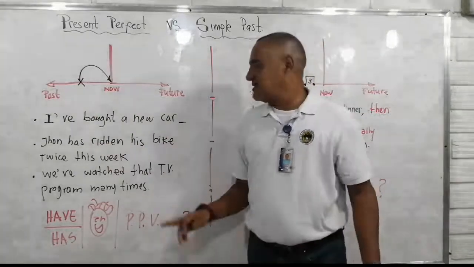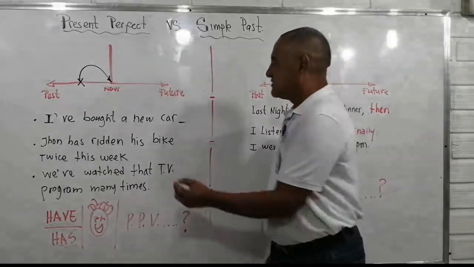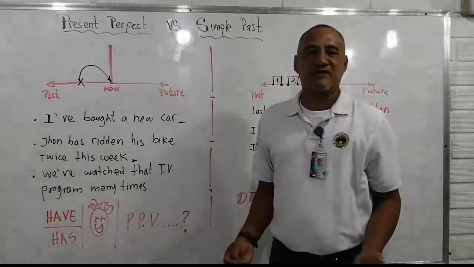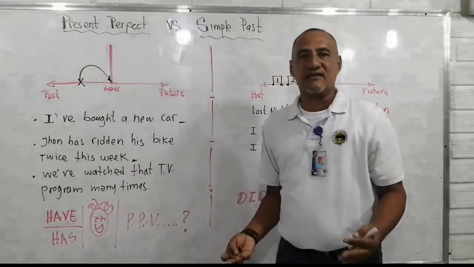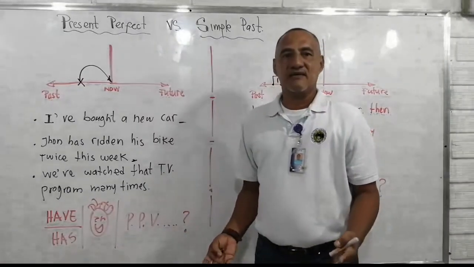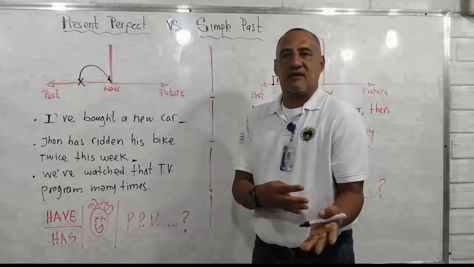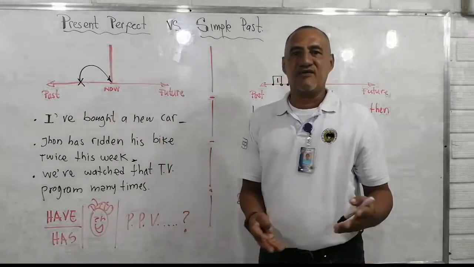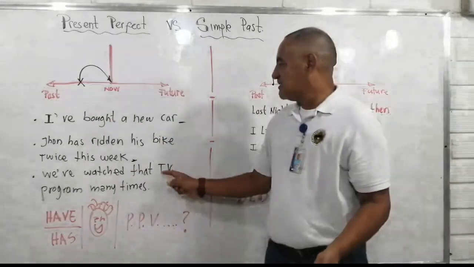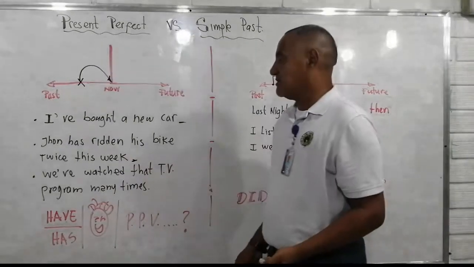John has ridden his bike twice this week, all right? So here there is no time expression, there is not a time mark. John ha montado su bicicleta 2 veces esta semana. Yeah, it could be this morning or yesterday, or on Monday, right? He could have done that twice that day. So here we do not know exactly when this happened.